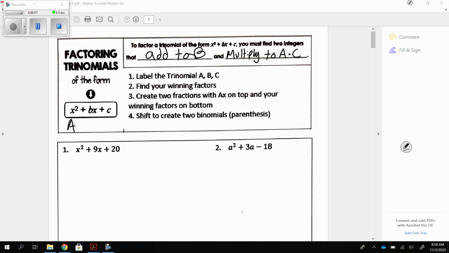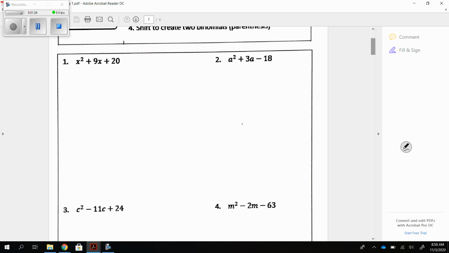All right, and the way that works is, as we look here, we just did this in the last unit. We labeled this A, this is B, and this is C. So we need to find two integers that add to B and then multiply to get the answer of A times C. So whatever A times C is, that's what the two integers should multiply to as well. So remember, add to B and multiply to AC. We scroll down, we look at number 1.